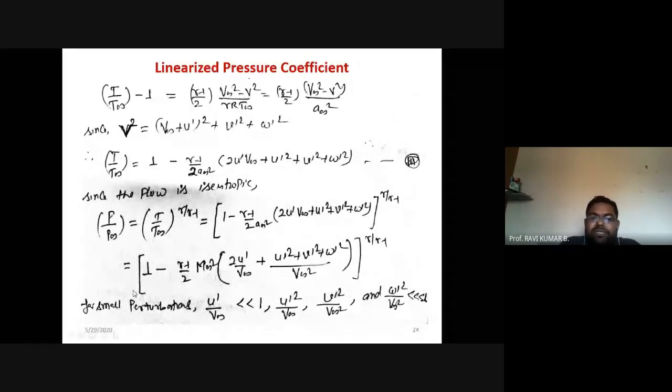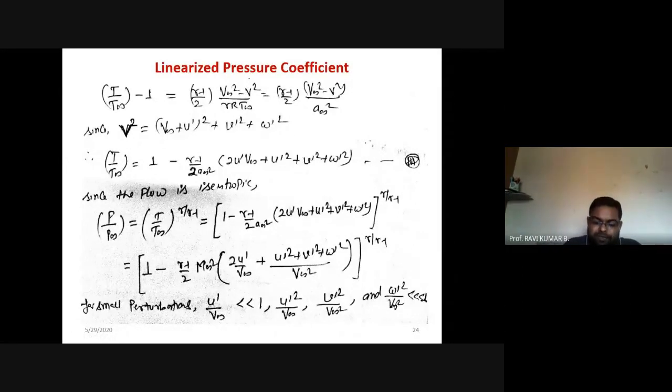As we know, u dash, v dash, and w dash are very small changes in velocity. So if I divide those small changes in velocity by the free stream velocity, the value will be negligibly small and can be neglected. So you look at this, u dash by V infinity is very small. So squaring of these terms will be neglected. I will be considering only u dash by V infinity, but u dash squared divided by V infinity squared can be neglected. So this complete term is going to be neglected. I will get only one term here. Then I will apply the binomial theorem to expand it. So this γ upon γ minus 1 will come here, so that will also be cancelled out.